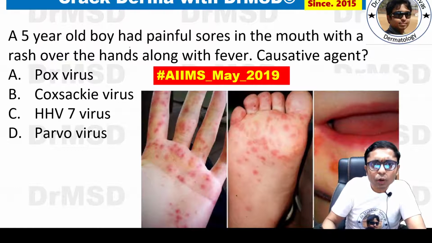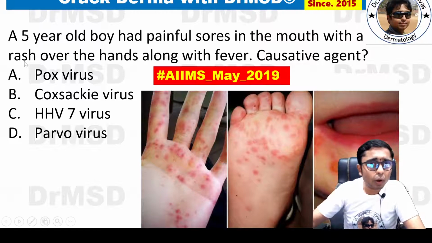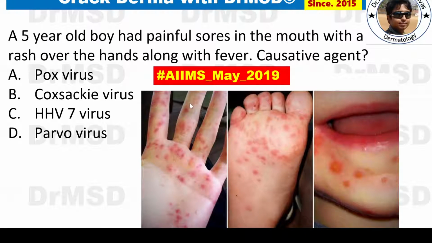Yes, a 5-year-old boy. This is the next question. A 5-year-old boy has painful sores in the mouth with a rash over the hands, and there is also fever. So you can see hands are involved, mouth is involved, and in the picture even the feet have some lesions. So with all these clues, if you have diagnosed this disease as hand foot mouth disease, you are absolutely right. Yes, it is indeed hand foot mouth disease.